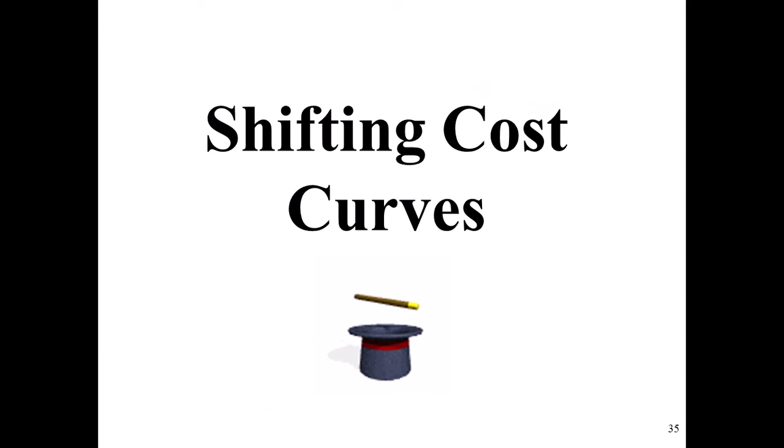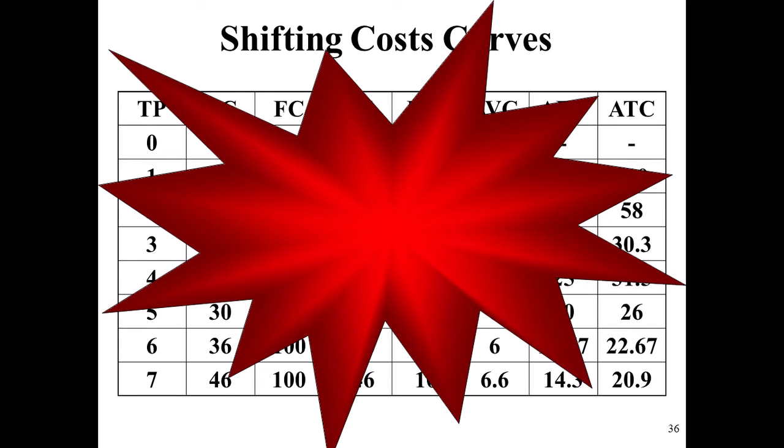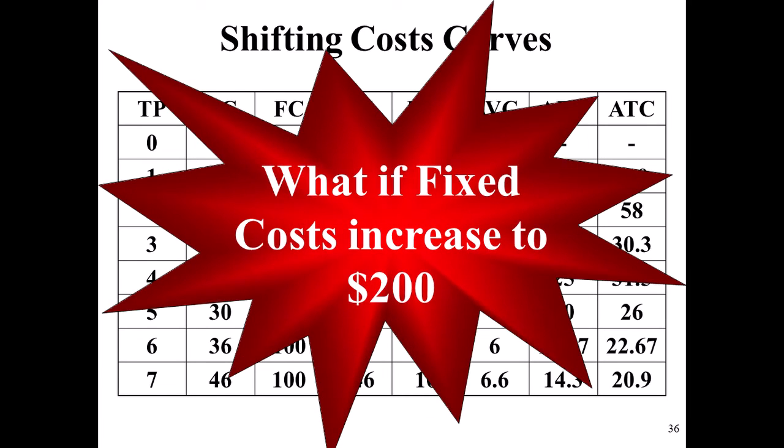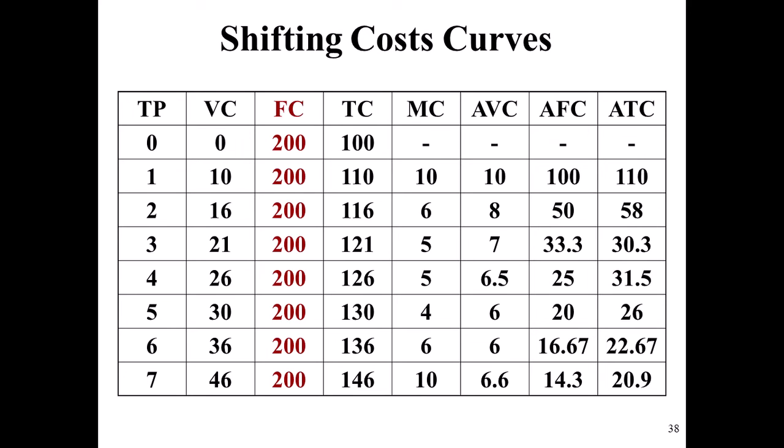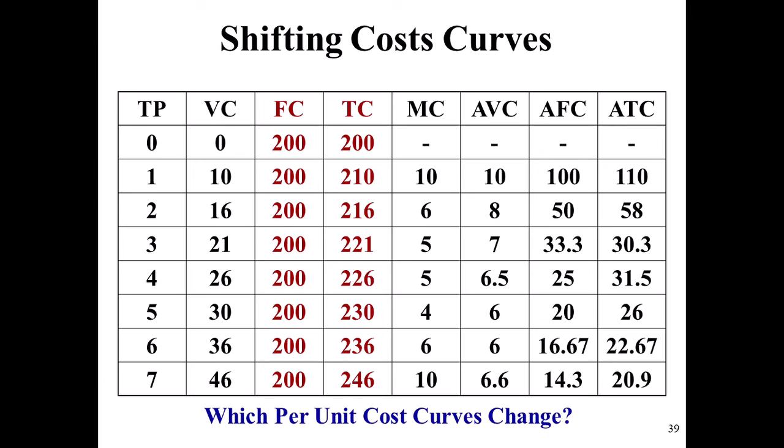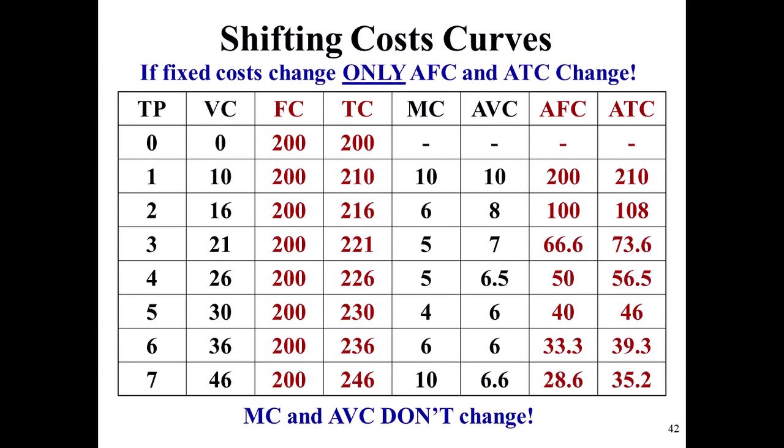Okay, let's talk about shifting the curves. All right, what happens if our fixed costs go up to 200? Well, obviously our fixed cost column is going to increase. What else is going to increase? Our total cost, and then obviously the averages, right? If you notice, marginal cost does not change because even though the fixed cost changed and each cost went up, the difference between each is still the same.